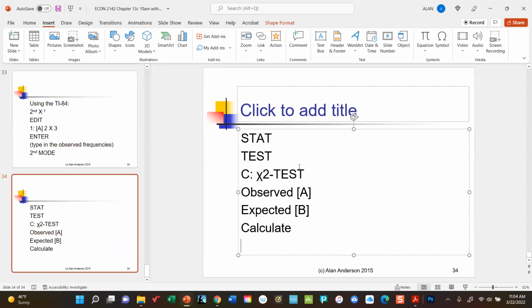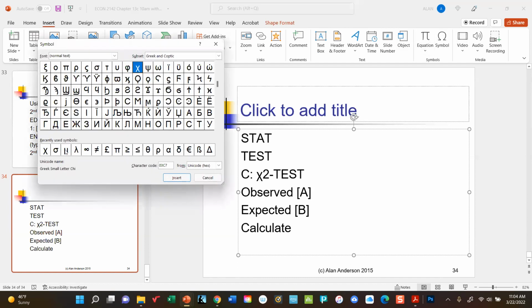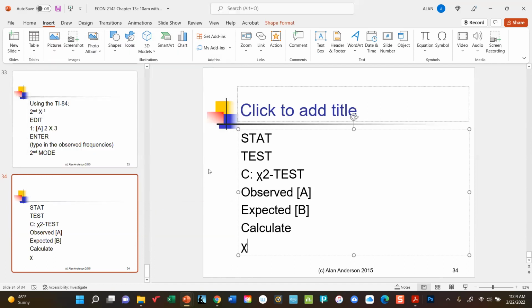When you hit the calculate button, it comes back with the chi-square result, which is 4.96. And then the most important number, the p-value, 0.0837. It also, of course, reminds you that the degrees of freedom is 2.